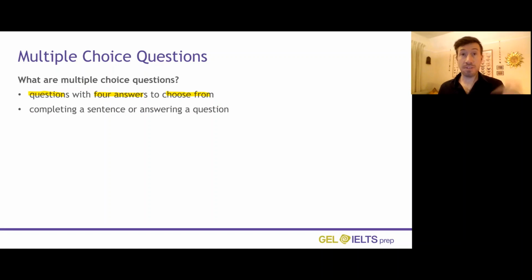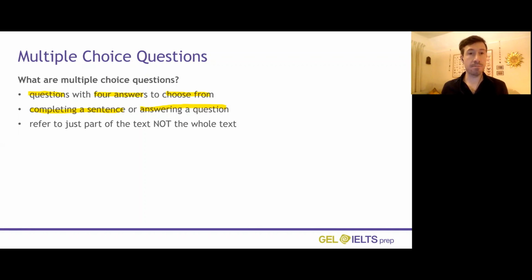Usually there's 2 different types. They could be either completing a sentence where you have the first half of the sentence and then you have 4 endings and you have to choose the correct ending. Or they could be answering a question where you have a question and you have 4 answers to that question. So those are the 2 different types of multiple choice questions you can get.